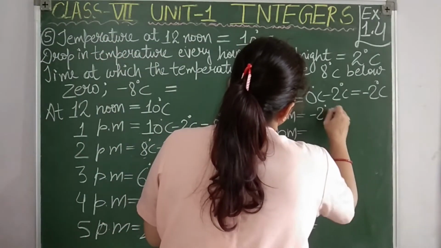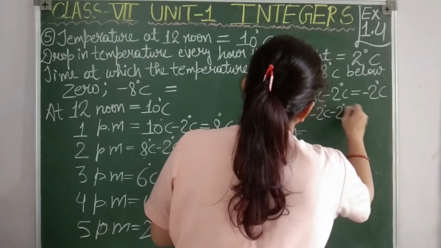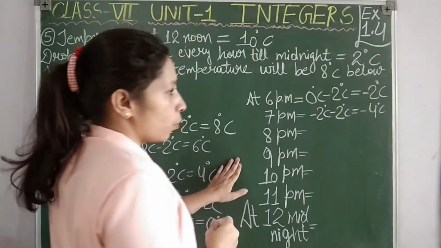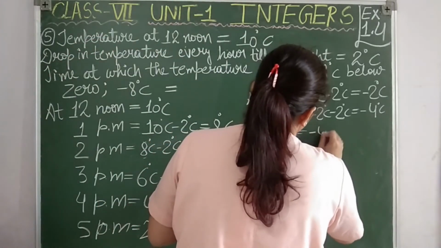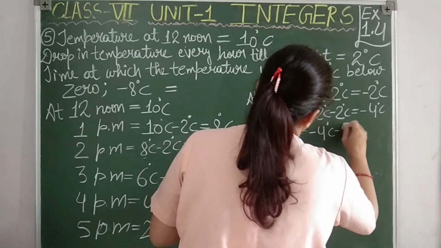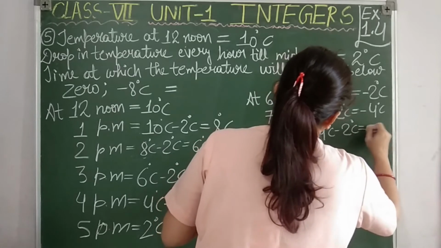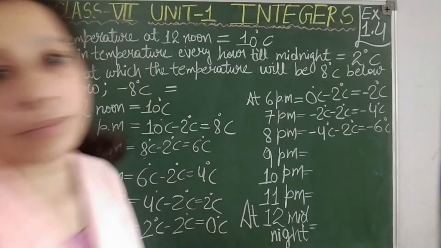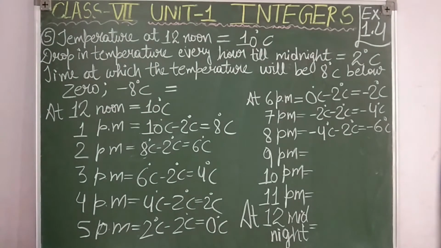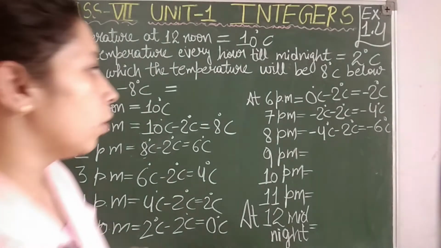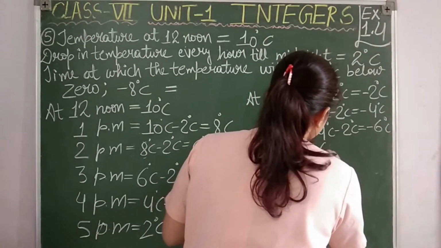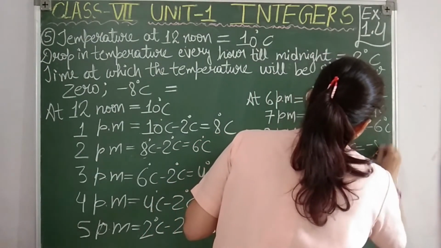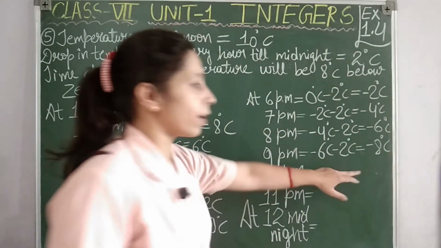Minus 2 degrees Celsius minus 2 degrees Celsius again. So minus will be plus, sign will be of minus 4 degrees Celsius. Then again minus 4 degrees Celsius minus 2 degrees Celsius will give you minus 6 degrees Celsius. Okay, then minus 6 degrees Celsius minus 2 degrees Celsius is minus 8 degrees Celsius. See, we got our answer, students.